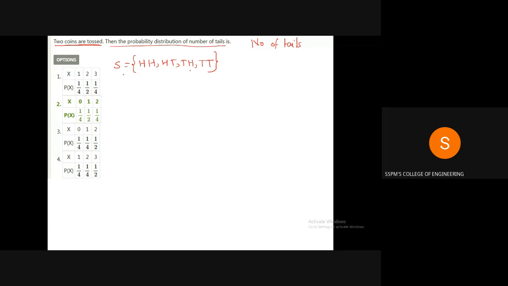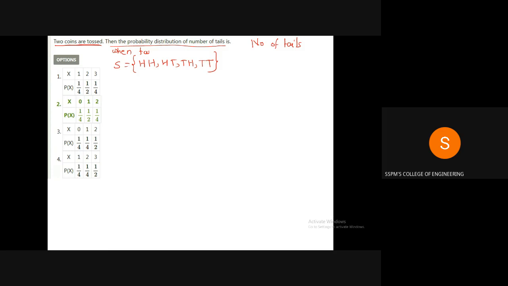So this is the sample space when two coins are tossed. S is equal to HH, HT, TH, TT. See here, we have to find the probability distribution. That is what we have to find out. So what can be the values of getting tail? Either we can get 0 tails, 1 tail, or maximum 2 tails. So that will be the values of x: 0, 1 and 2.